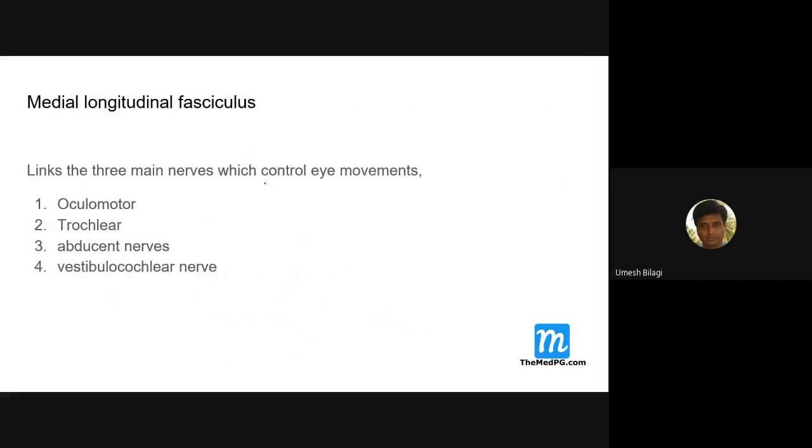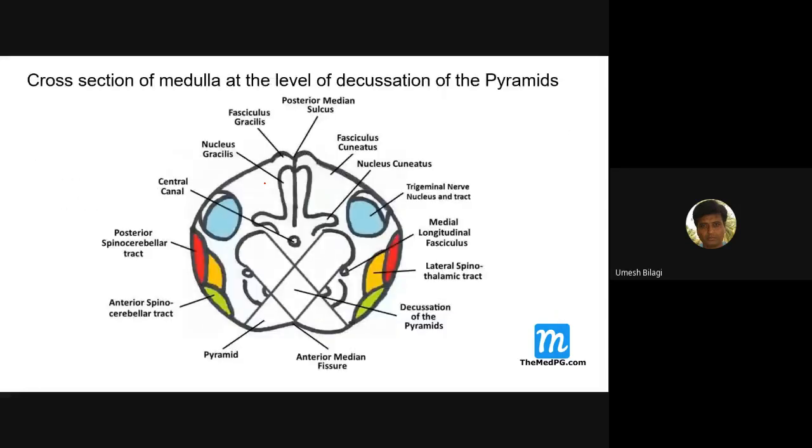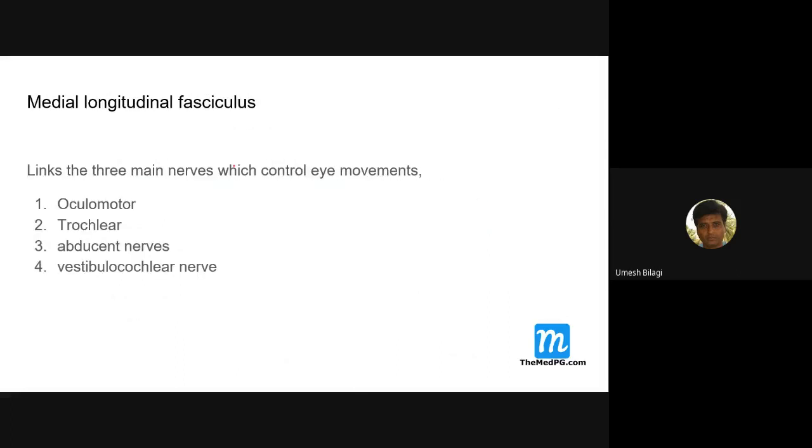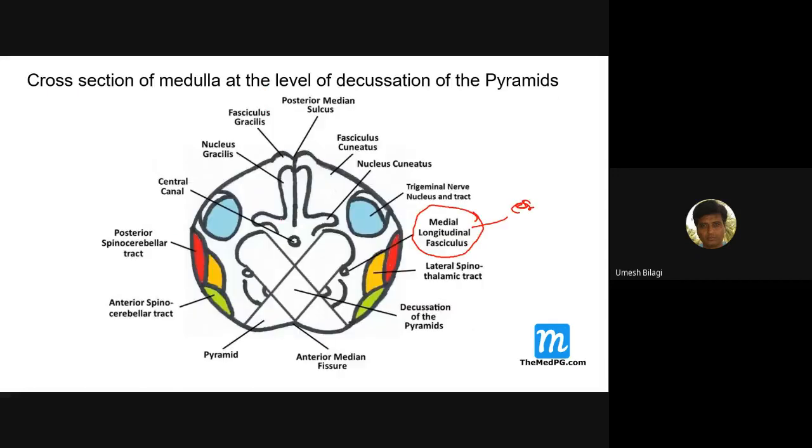Now, something about the medial longitudinal fasciculus. Where is it? Yeah, here, medial. You are seeing a structure here. Can you see the structure? The medial longitudinal fasciculus is connected with eyeball movement. It links the three main nerves controlling eyeball movement, that is oculomotor, trochlear, abducent, and the vestibular nucleus. All these things are linked inside this medial longitudinal fasciculus. You should know. Sometimes I can twist a question on that. The medial longitudinal fasciculus comes here.